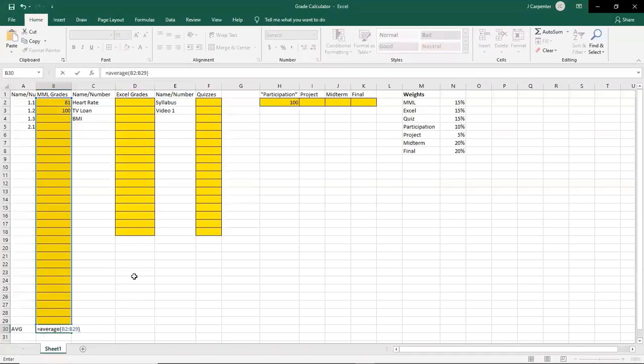And again, I might need more rows than that. I think I need like 2 or 3 more rows than that technically, but good enough for government work for now. So I can see my average is a 90.5 in that column.